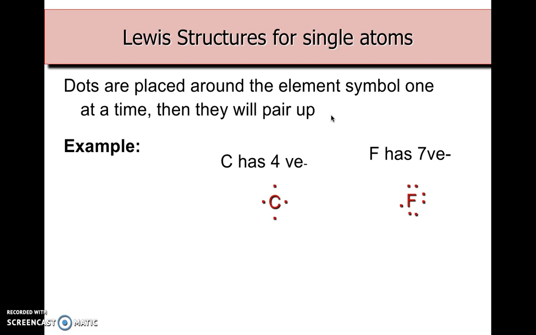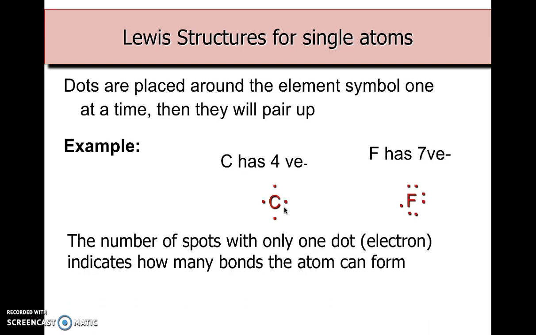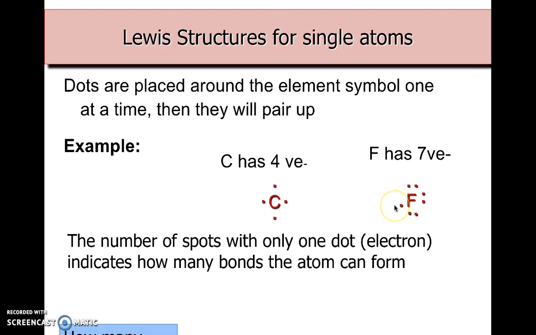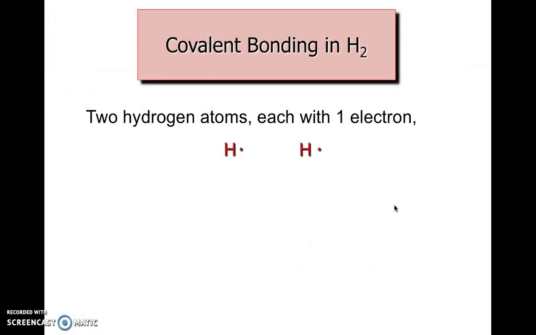Now, why am I being so particular about where you put them? The placement of these helps you to determine how many bonds this is potentially going to form. So the number of spots with only 1 dot or 1 electron indicates how many bonds that atom can form. So carbon here has 4 spots with only 1 dot, which means it can form 4 bonds. Fluorine has 1 spot with 1 dot, which means it's only going to form 1 bond. Okay, let's get into some bonding here. Covalent bonding in H2.